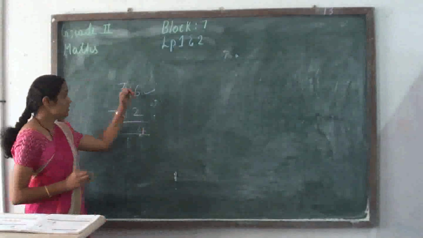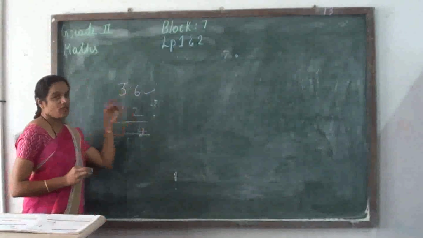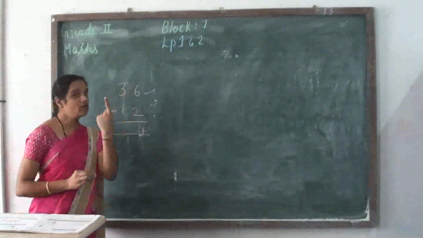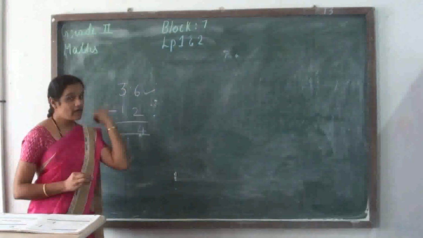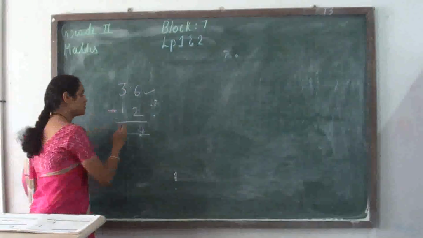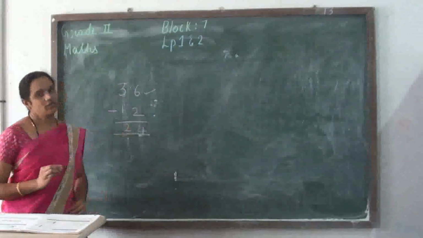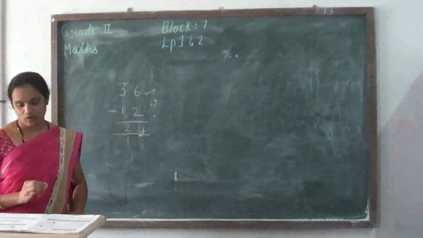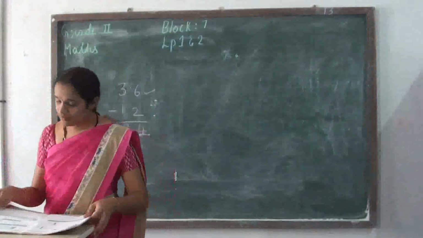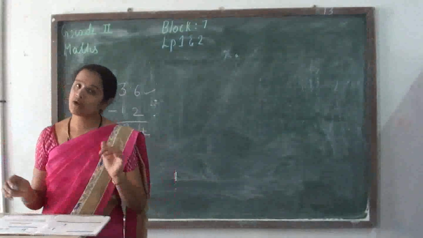And one more, 3 minus 1. 3 in the mind, 1 in the hand. 3 back, 2. So what is the remaining? 24.